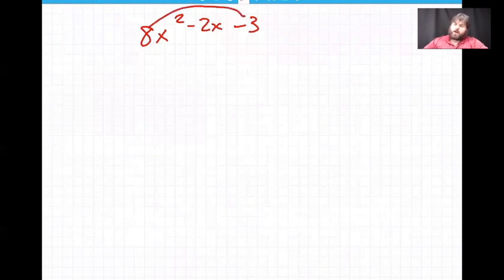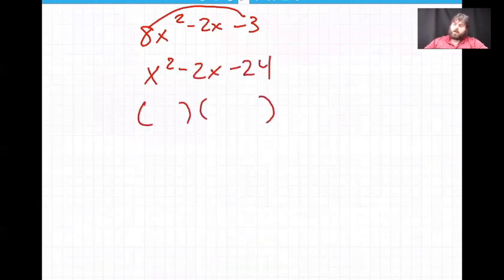All right, multiply over your a. So we get x squared minus 2x minus 24. Factor like normal. The two factors are, let's see, 6 and 4 are the two numbers that multiply to be 24 that add to be -2 as long as the 6 is negative and the 4 is positive. That a that I multiplied, I'm going to divide back.